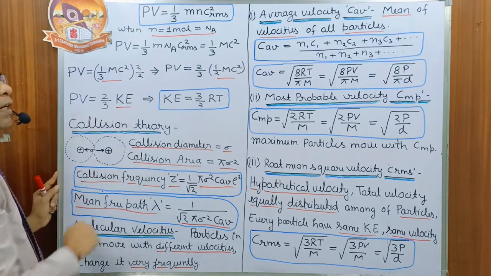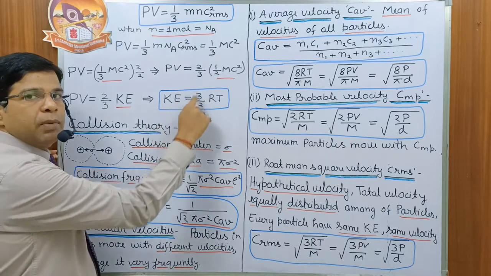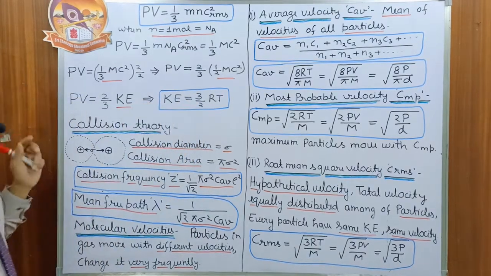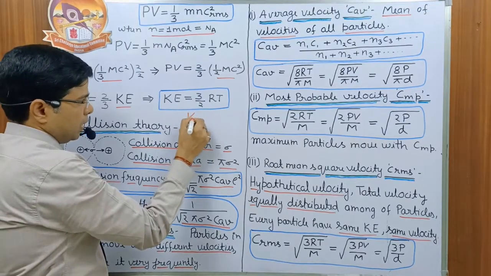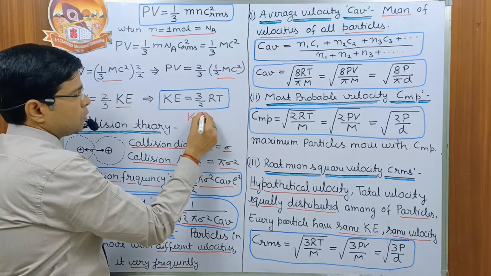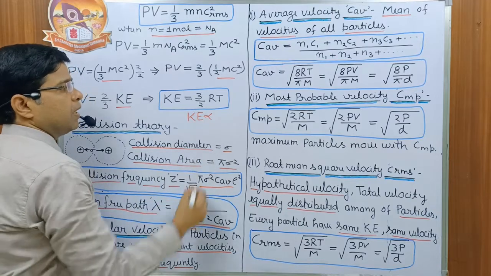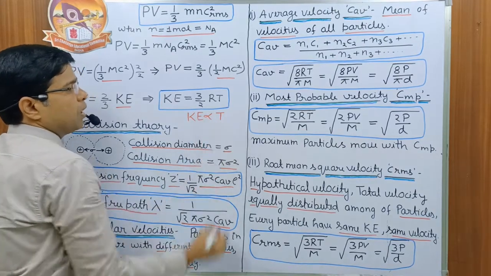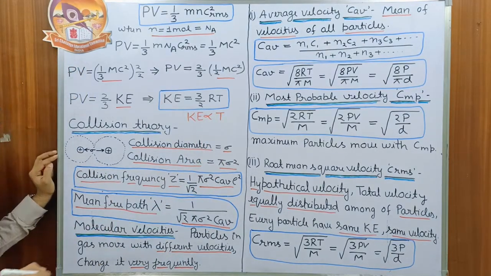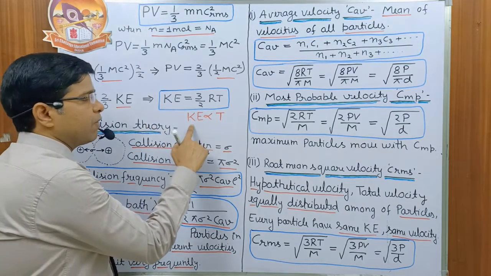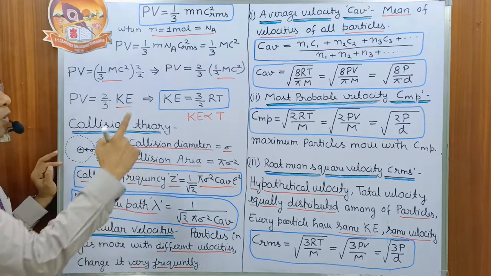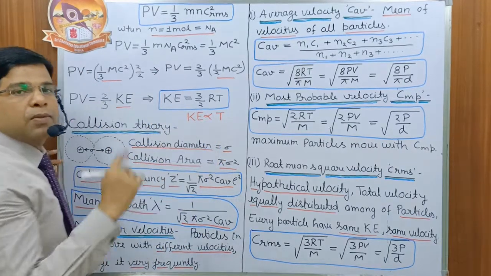So what is the kinetic energy? Kinetic energy is 3 by 2 PV or 3 by 2 RT. If you see this equation, the average kinetic energy of the gas only depends upon the temperature. Last point of the kinetic theory of gas, given the same statement: the average kinetic energy of the gas only depends upon the absolute temperature.